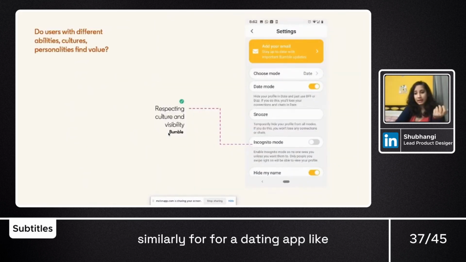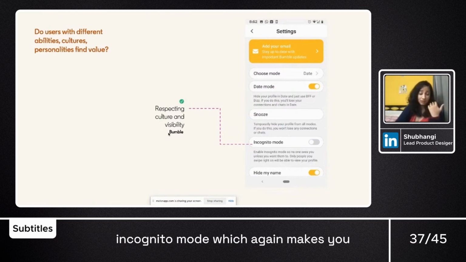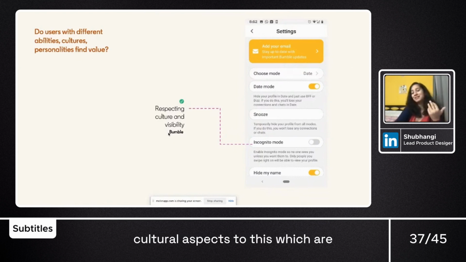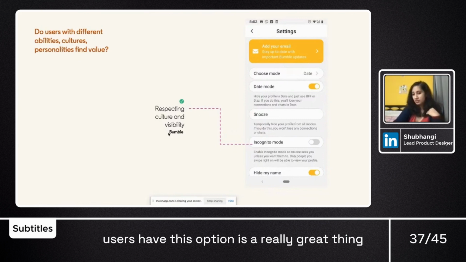Similarly, for a dating app like Bumble, they've introduced an incognito mode, which again makes you feel safe and respects your visibility. And there might be cultural aspects to this which are different across the world. So letting users have this option is a really great thing.